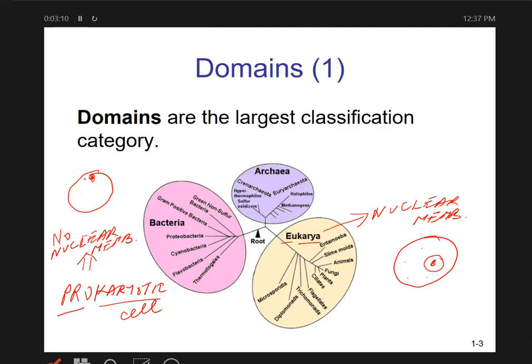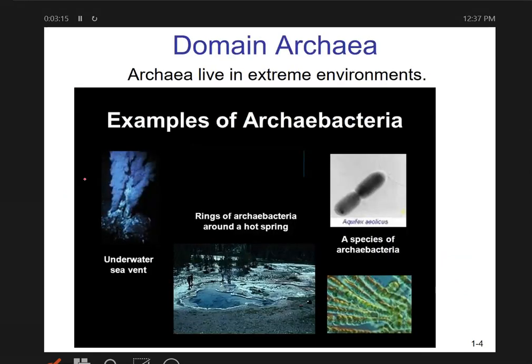All right. Okay. Now let's see the first domain. That's domain Archaea. Even though domain Archaea and Bacteria are both prokaryotes, archaea, or archaeobacteria, are totally different. Why? Because they live in extreme environments. Let's see the extreme environments. Underwater sea vents or very, very hot springs. We'll talk about what they are called. Or, for example, a very cold environment, a very acidic environment, a very basic environment.